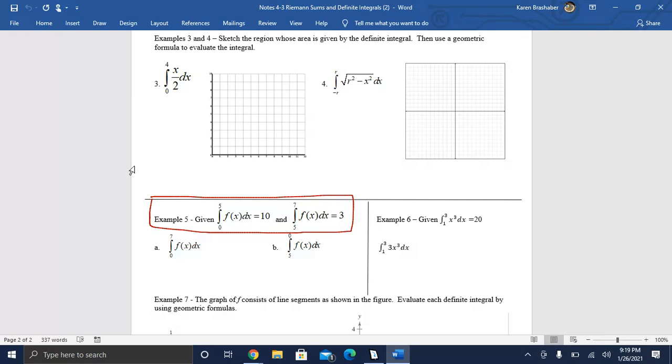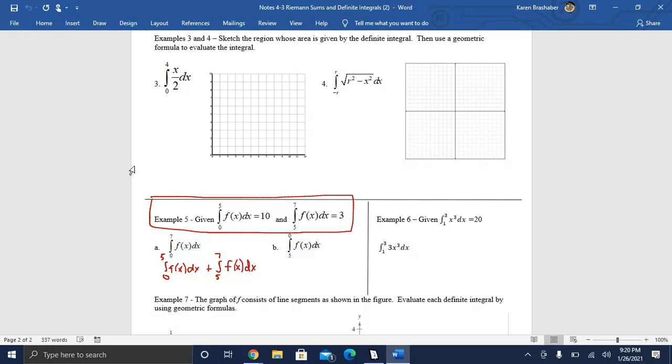So you're asked to evaluate the integral from 0 to 7 of f of x dx. But in our given information, we have only information going from 0 to 5 and 5 to 7. So this would be property number 3 that we had in the previous slide of the notes. We can split up this integral going from 0 to 5 of f of x dx, and then add to that the integral continuing on from 5 to 7 of f of x dx.